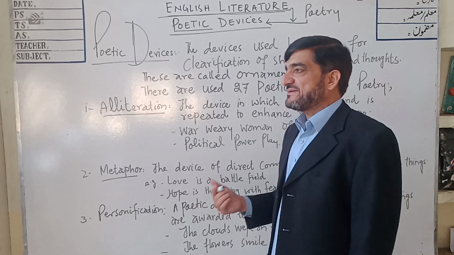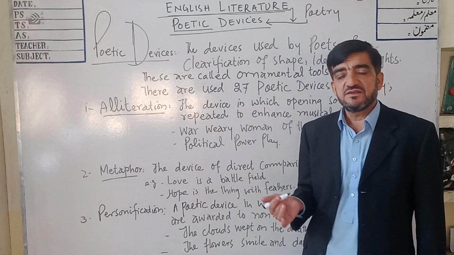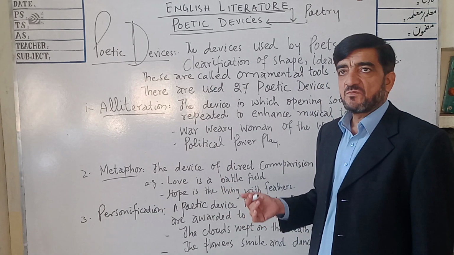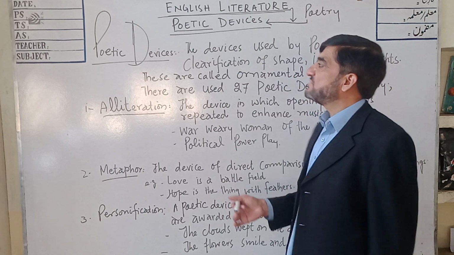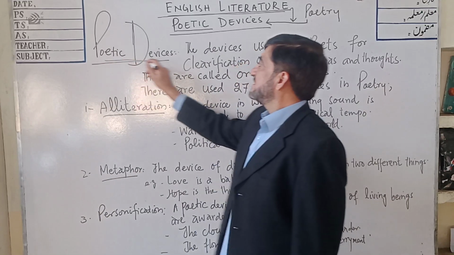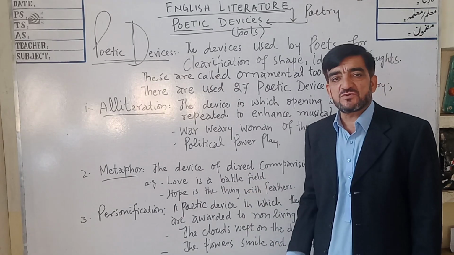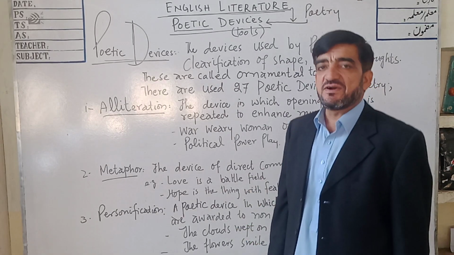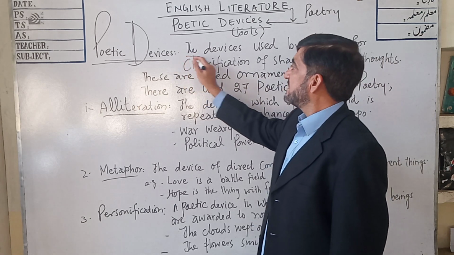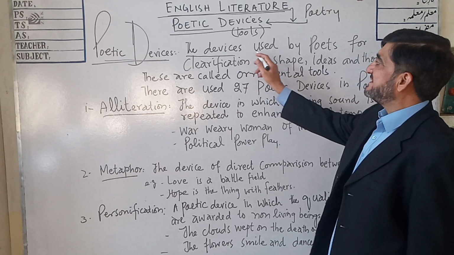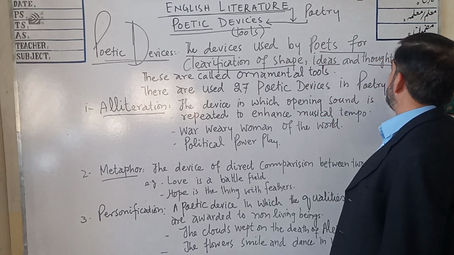So poetry is the expression of thoughts, ideas, emotion, feelings, or intellectual thoughts by using words consisting of rhythm and musicality. So poetic device means tools. As you know, being human, when we want to decorate ourselves, we use different types of tools and devices such as creams, perfumes, etc. The same is the case with poetry. The device is used by poets for clarification of shape, ideas and thoughts.